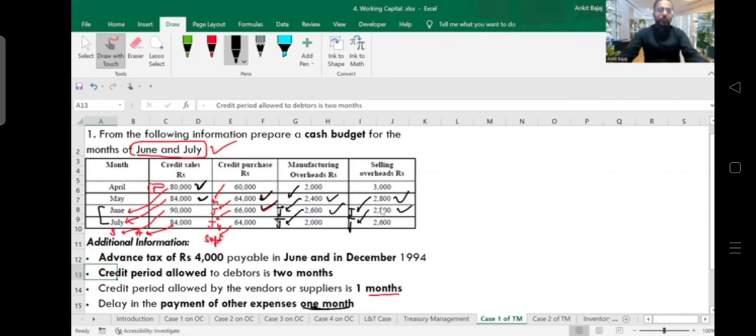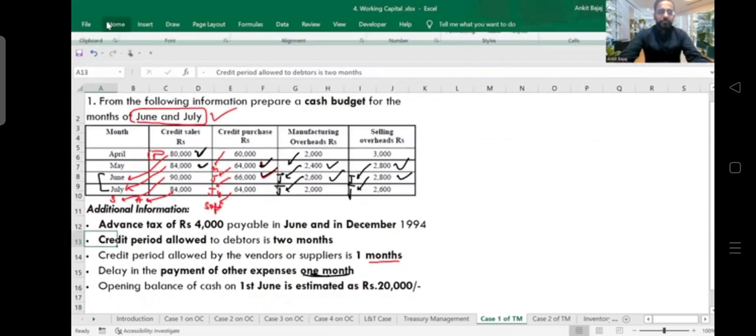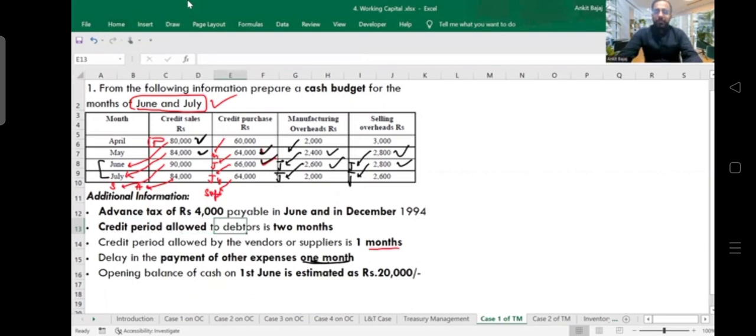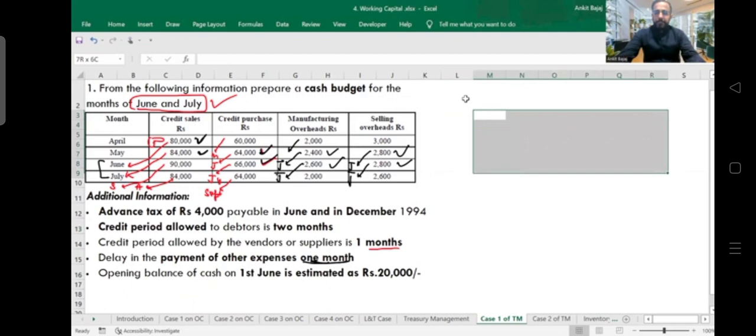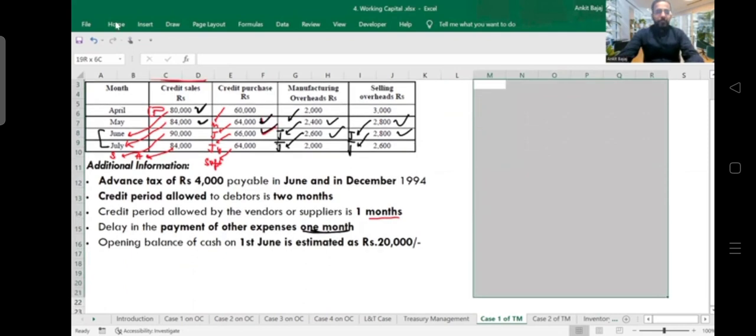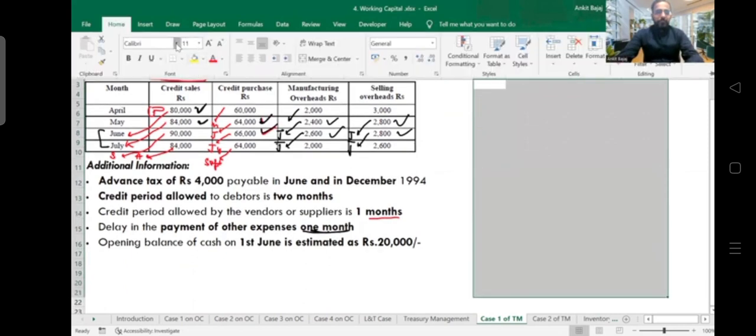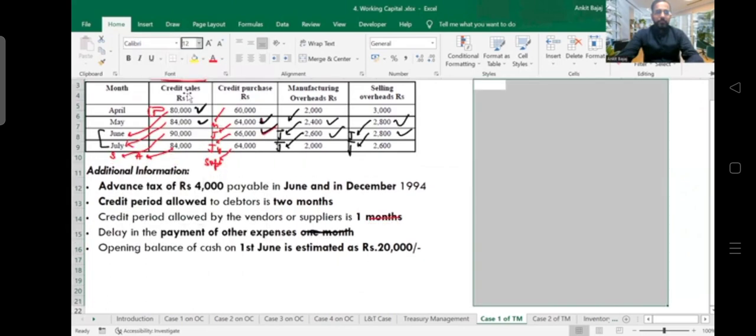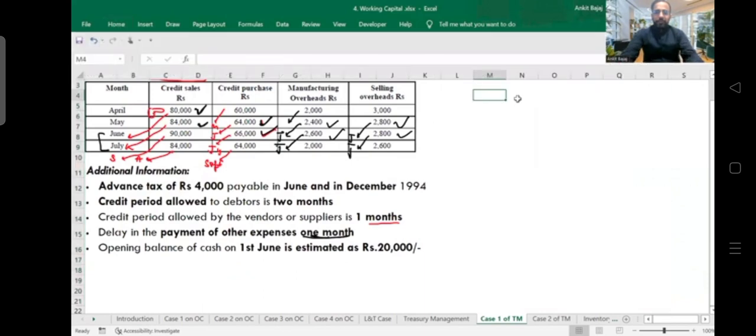Chalo. Now what we have to do, we have to prepare the budget. Here we have to prepare the budget. So simply, I will use the format which I have shown you. That format I have to use. So first I will write down month here, then June and July.